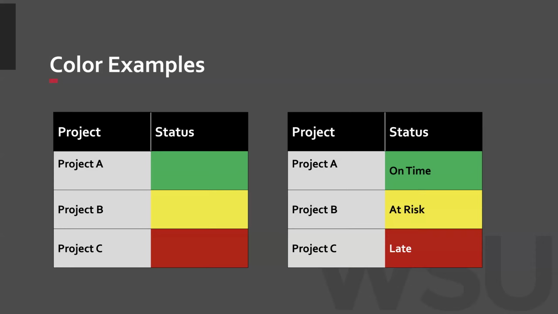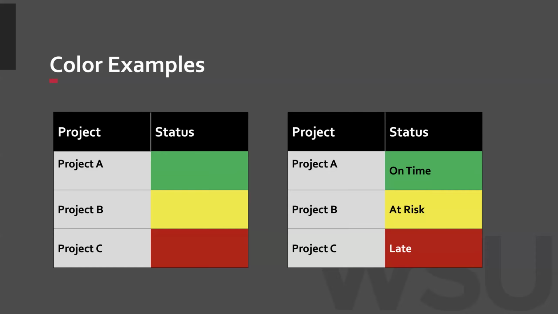One on the left has 2 columns and 4 rows. The header row in the first column says project, and the second column says status. Under the project column, we have 3 different projects listed: Project A, Project B, and Project C. And under the status column, we only are using color to identify the status of the project. So Project A has green with no text, Project B has yellow, and Project C has red.